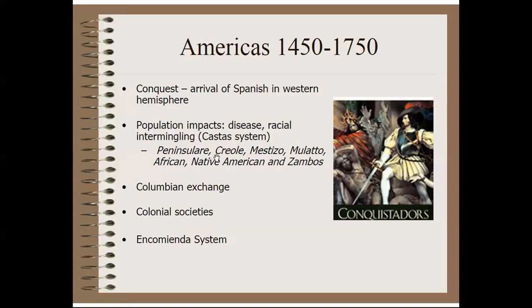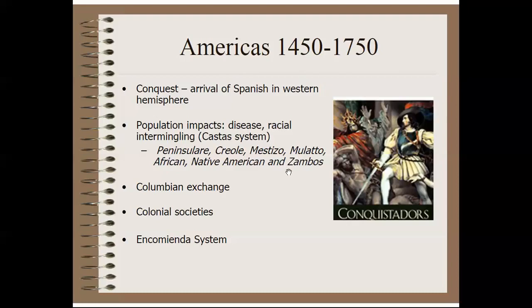You'll have the Peninsulares. That was the European that was born in Spain or Portugal. The Creole, which was the white European that was born in the New World. Mestizo, blend of Native American and Creole. Mulatto, blend of African and Creole. And Zambos, blend of African and Native American.